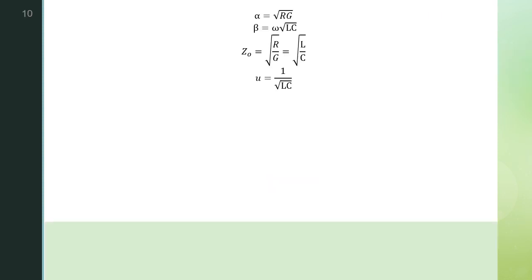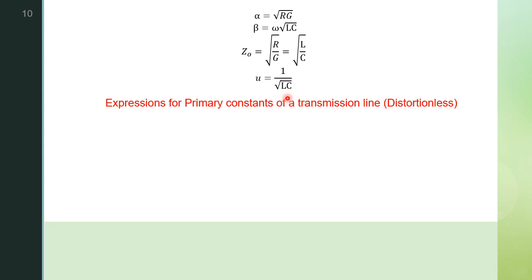So we got the values of alpha, beta, Z0 and U in the case of distortionless transmission line. That is, we got alpha equal to root RG, beta is equal to omega root LC, and Z0 can be expressed as root of R by G or root of L by C, and velocity was equal to 1 by root LC. So we can get the values of R, L, G, C, that are the primary constants of a transmission line, from the values like alpha, beta, Z0 and U.